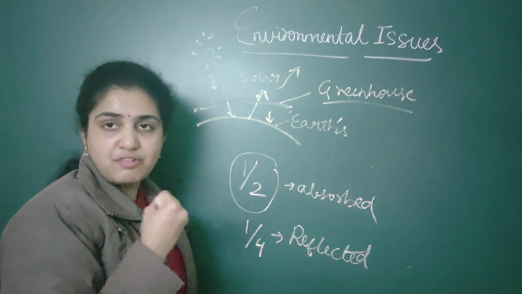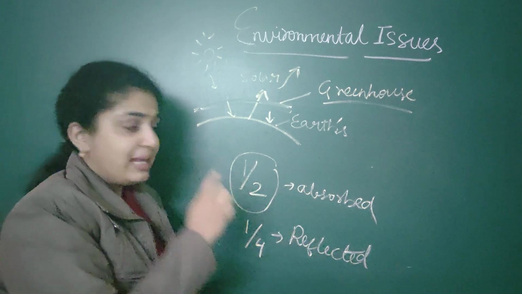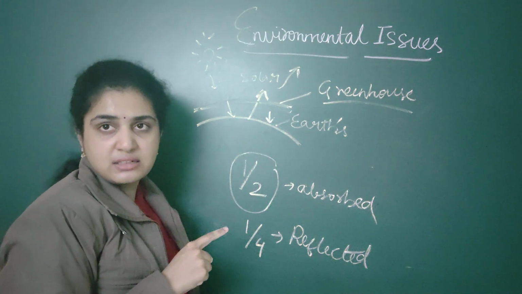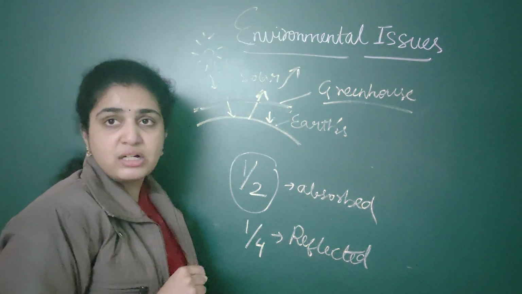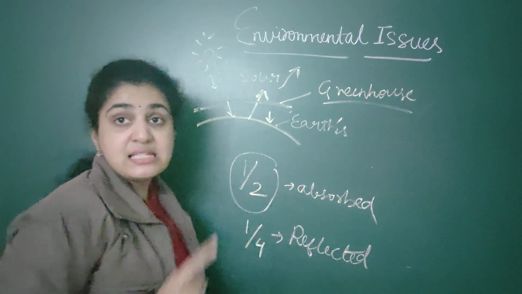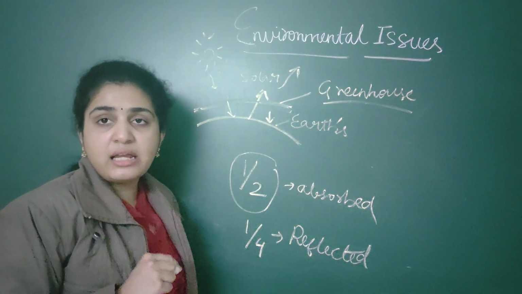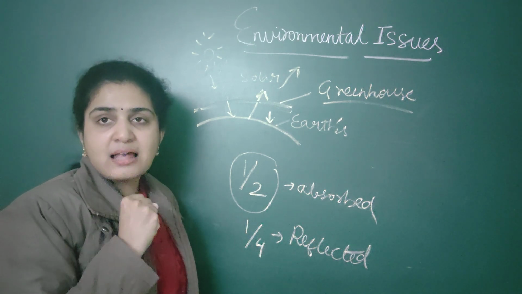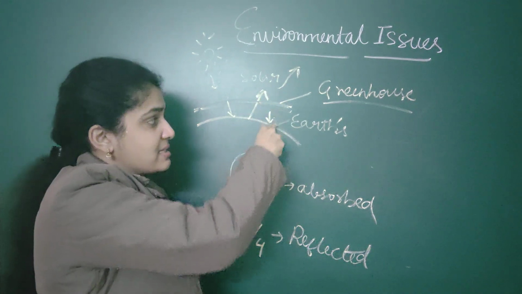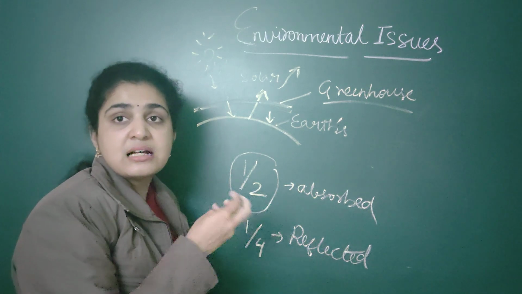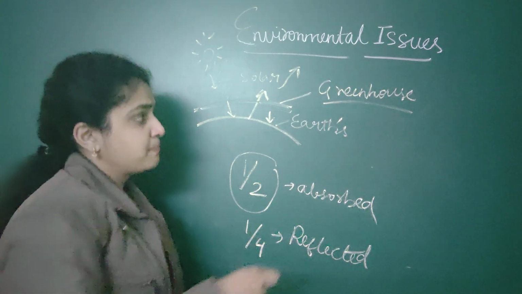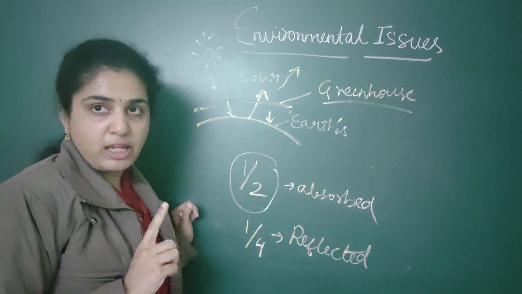From the solar radiation coming to the Earth's surface, only half of it is absorbed. The rest, 1/4, is reflected back. When 1/4 is reflected back, it is not all going into space. Some of that is absorbed by these four greenhouse gases. When these gases absorb it, they again send it back to the Earth's surface. This is the ideal greenhouse effect which should take place. But now what is taking place is solar radiation is falling on the Earth's surface.